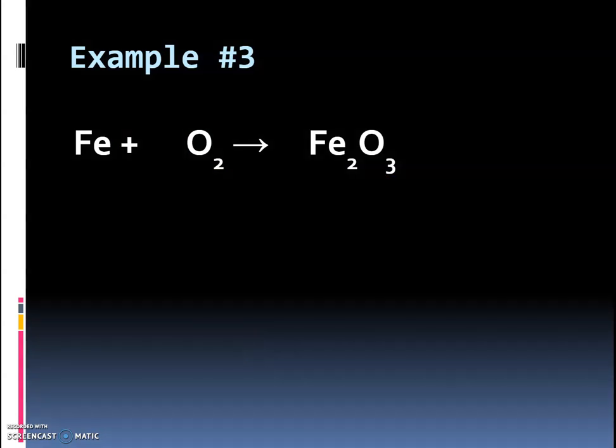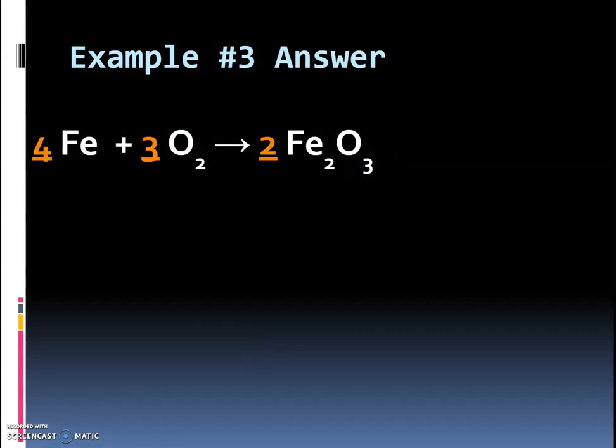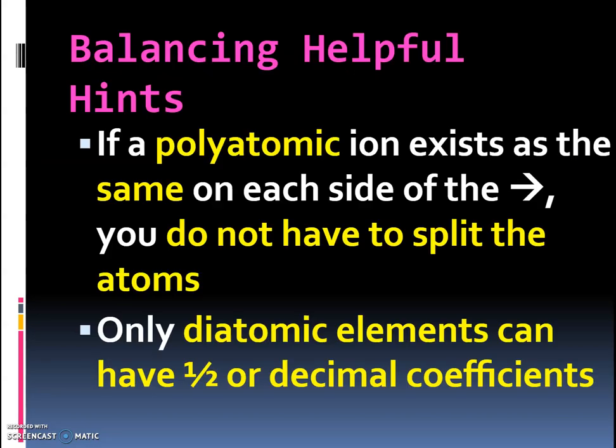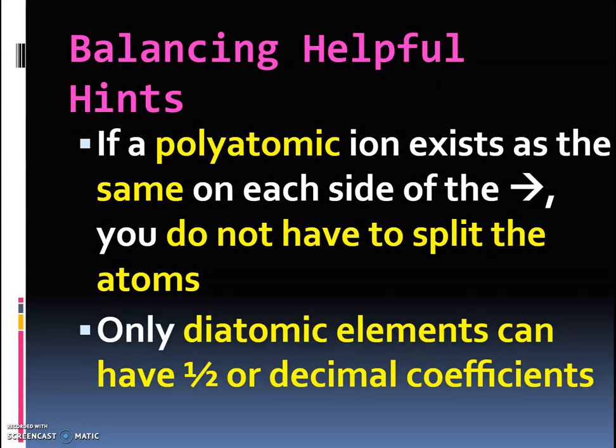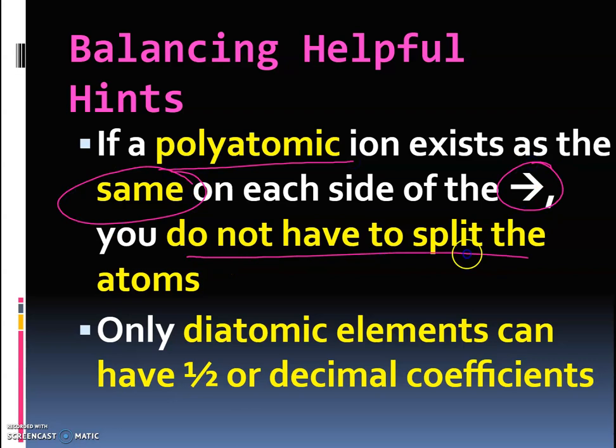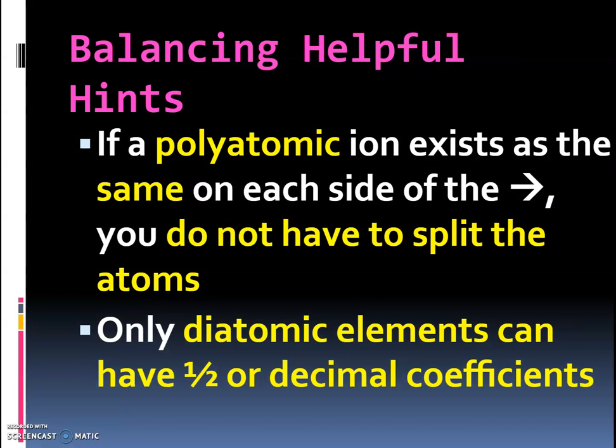All right, so here is our answer: 4 Fe's plus 3 O2's give us 2 Fe2O3's. All right, so make sure that some nice little helpful hints. If you have that polyatomic ion exists as the same on each side of the yield sign, you don't have to split up the atoms. And if you have a diatomic element, you can have a half or a decimal coefficient, and I'll show you that in the next video.